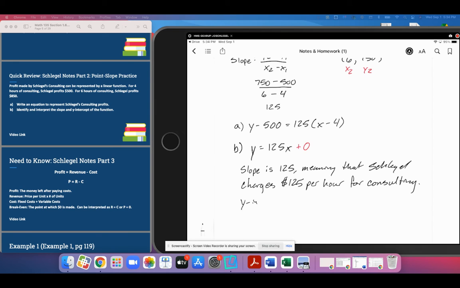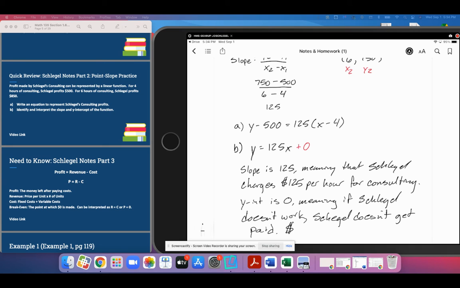The y-intercept is 0, meaning 0 is the amount of money that I would make at the beginning, or if I worked 0 hours. And so I would make $0 for working 0 hours. So that means that if Schlegel doesn't work, Schlegel doesn't get paid. True story. If Schlegel doesn't work, Schlegel doesn't get paid.